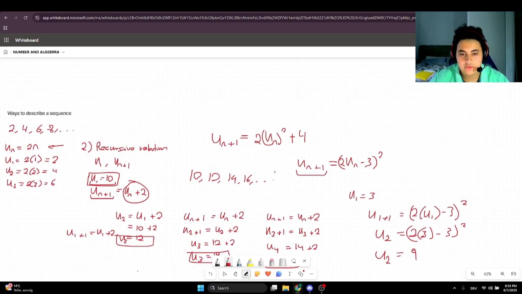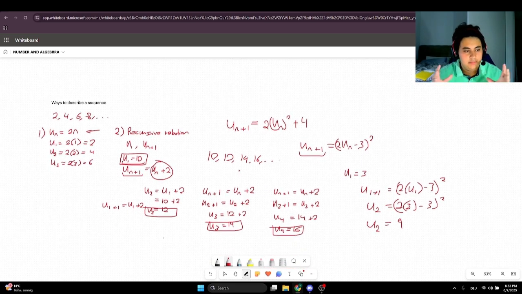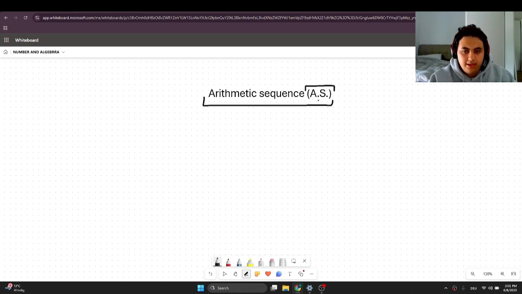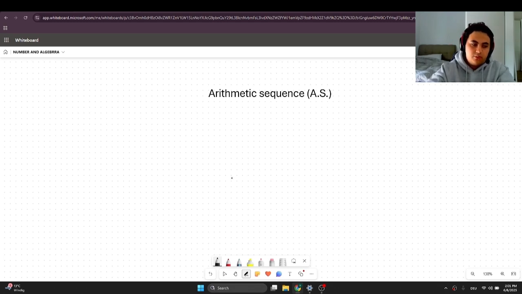Okay, so now let's move on to the first bigger topic, which is arithmetic sequences. It's a type of sequence. Let's look at what it is. By the way, sometimes for short I'm just going to say a.s., which basically just says arithmetic sequence. I'm going to start with an example rather than trying to explain what it is, because it will be easier to understand with an example first.